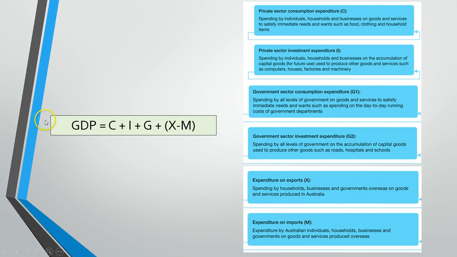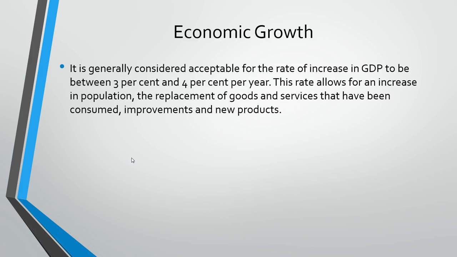So all you do is go through and plug in each figure and work out the country's GDP for a specific year. So what does the economy want to grow by? When we look at economic growth, it's generally considered acceptable for the rate of increase in GDP to be between 3 to 4% per year. That's what the government is aiming for, and they put in measures to achieve that, such as monetary and budgetary policy, which we're going to be looking at later in this week. So this rate allows for an increase in population, the replacement of goods and services that have been consumed, improvements and new products.